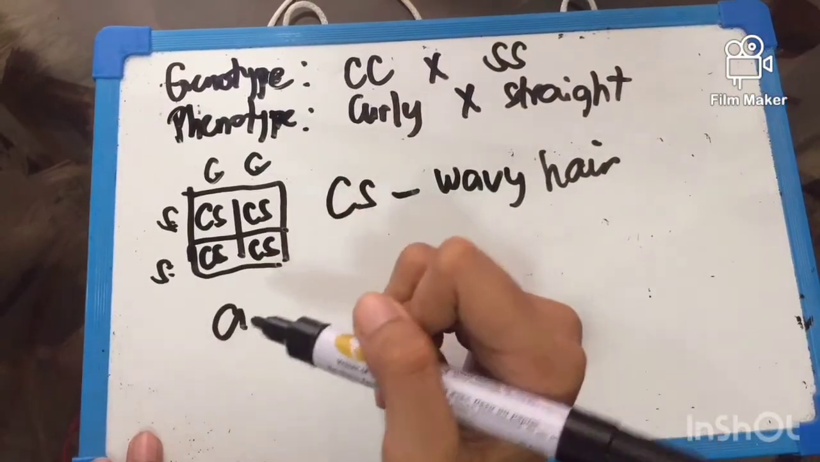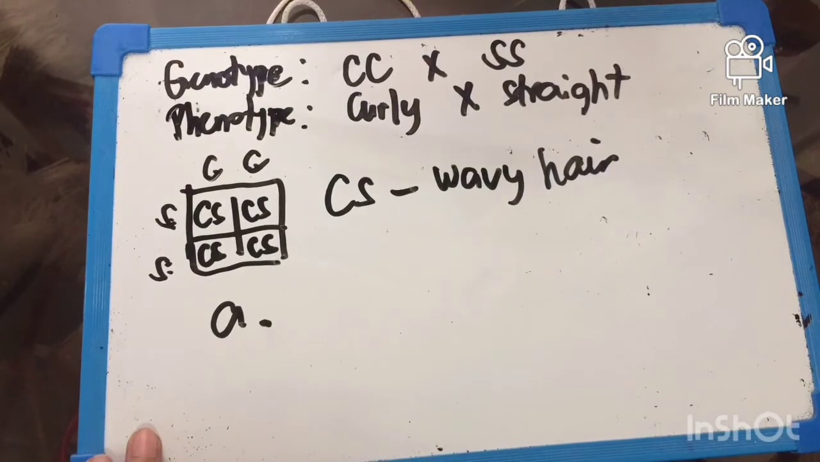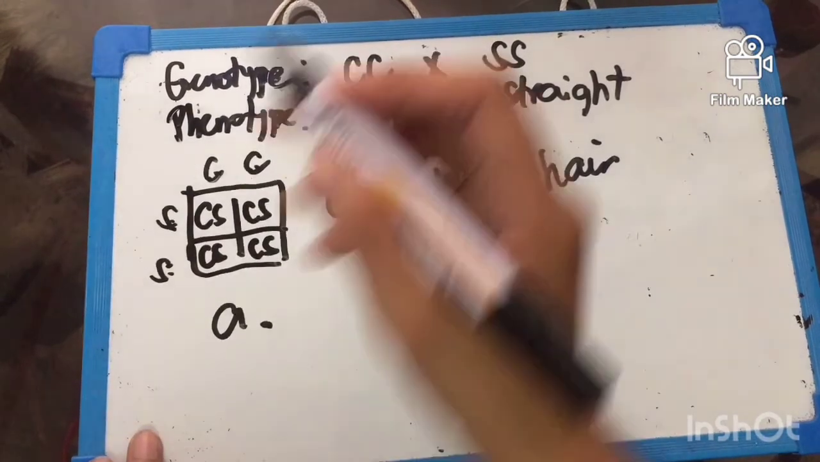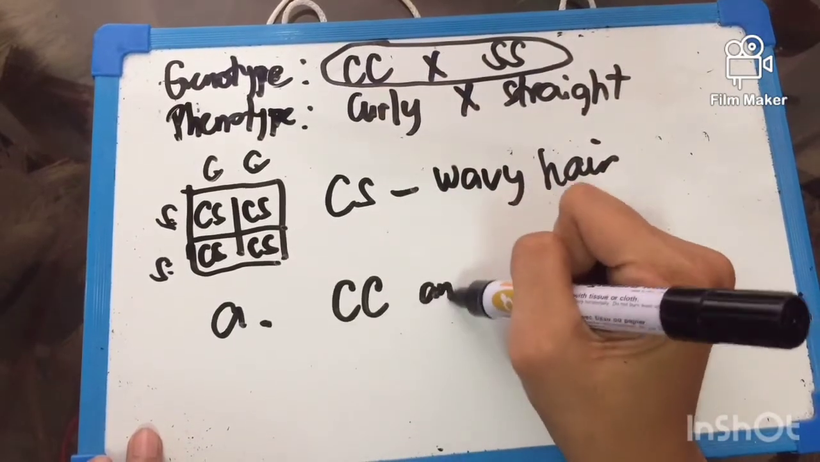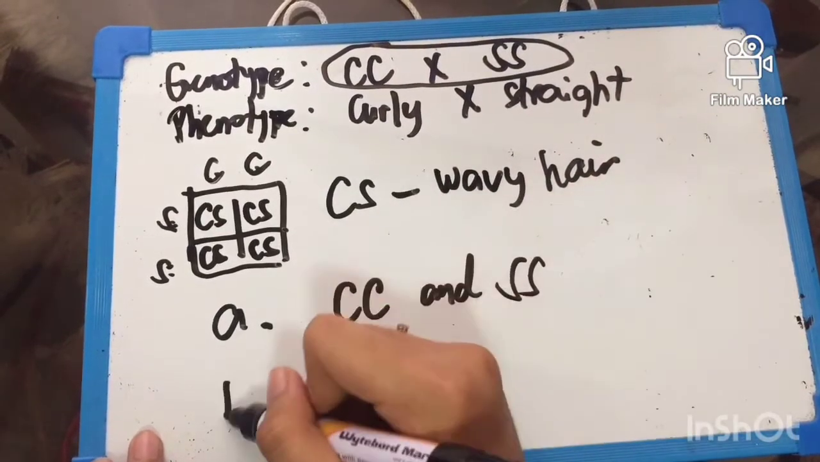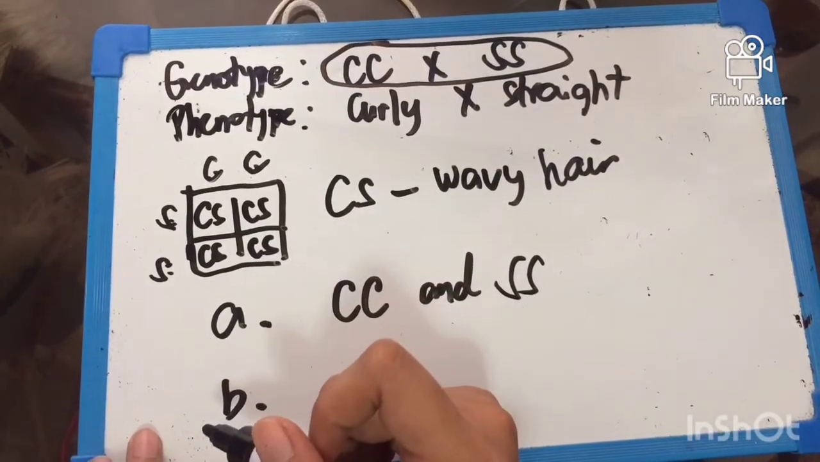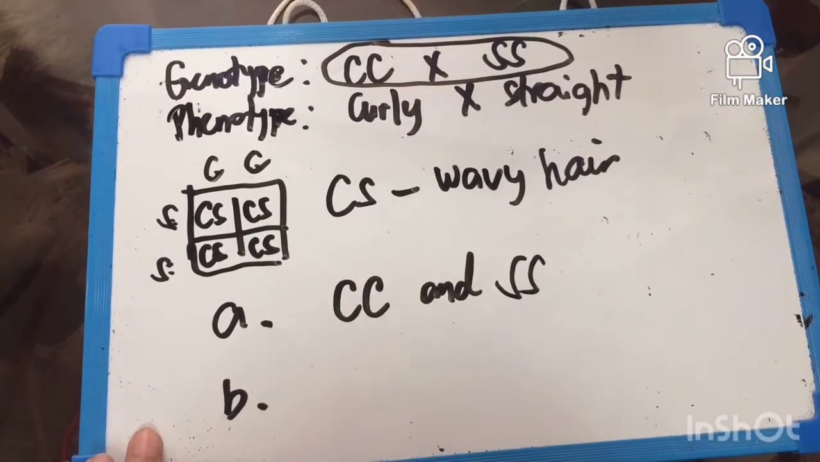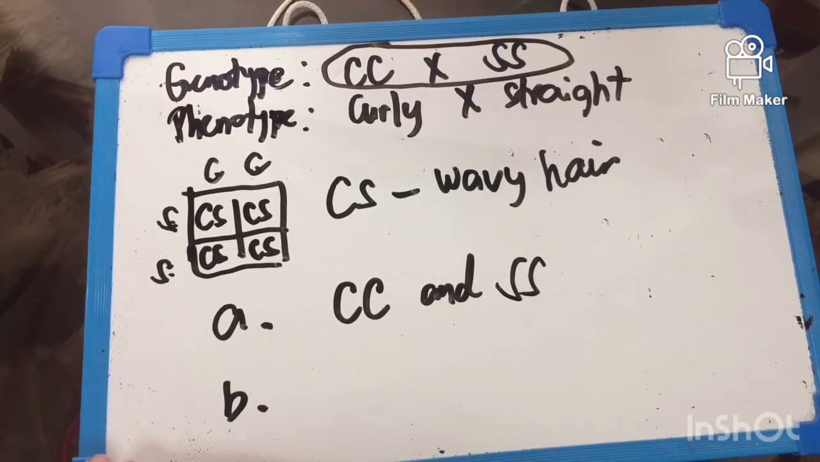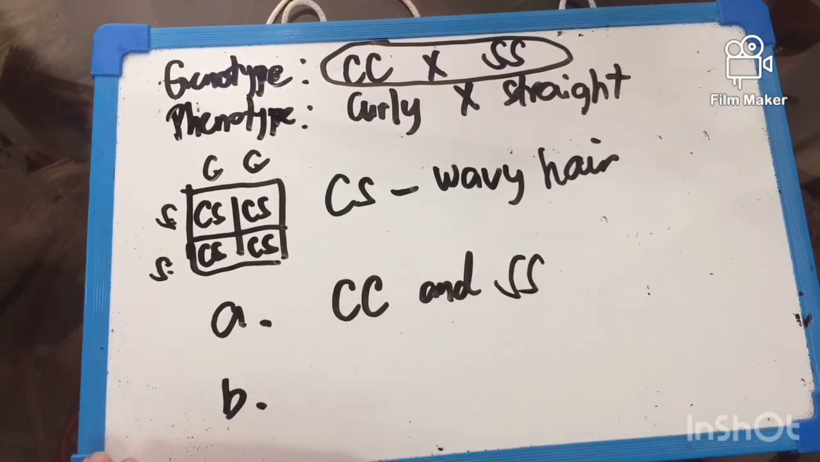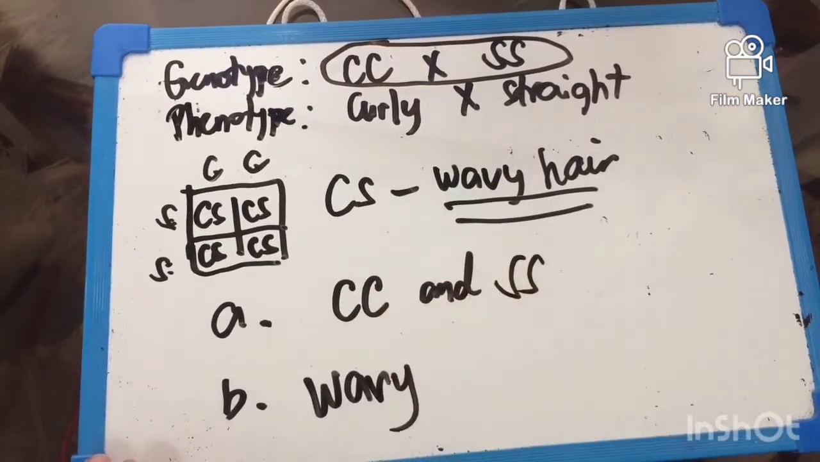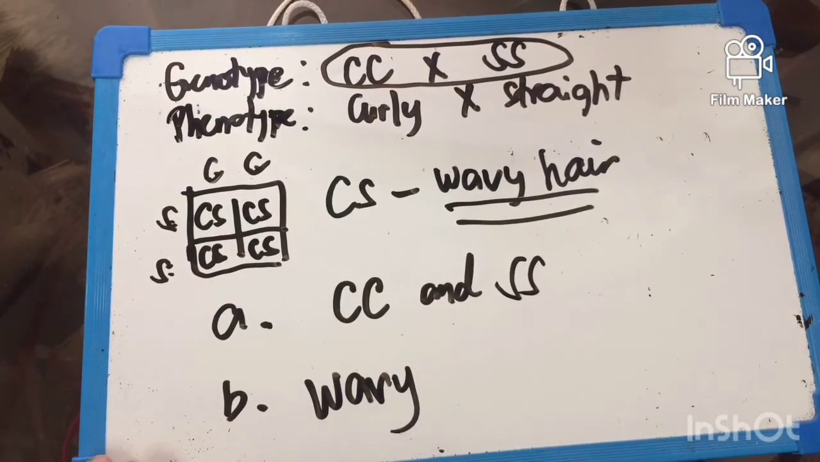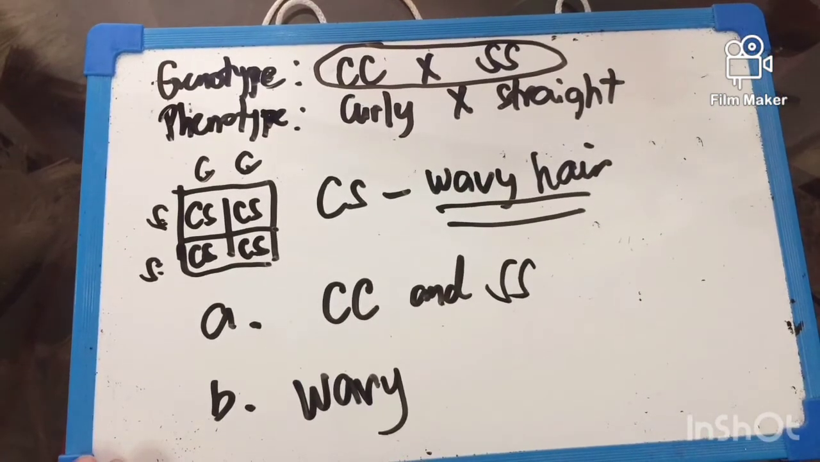Question A: What is the genotype of the parents? The parents' genotype is CC and SS. B: What is the phenotype of the intermediate offspring? When we say intermediate, it is the combination. So the phenotype is wavy hair. Wavy is the phenotype of the intermediate offspring. Okay, so that is for incomplete dominance.